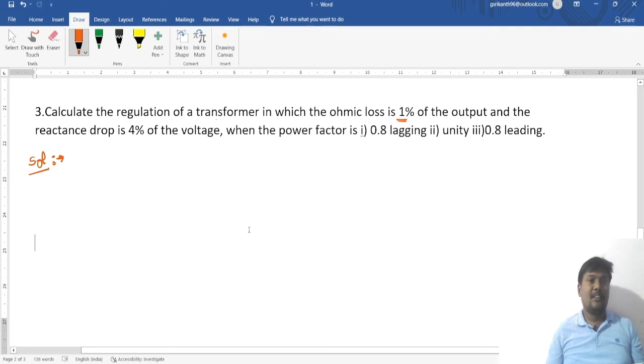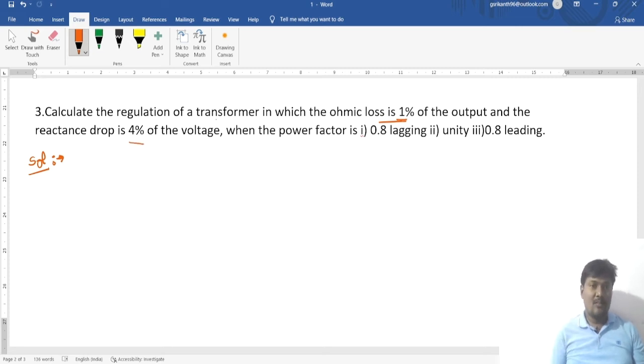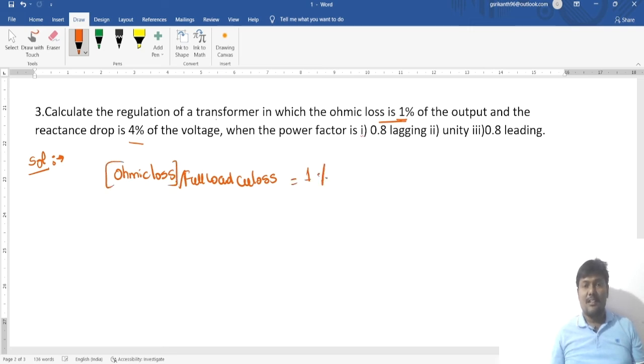Coming to the next problem: calculate the regulation of a transformer in which the ohmic loss is 1% of the output and the reactance drop is 4% of the voltage. Ohmic loss, that means full load copper loss. Percentage full load copper loss is equal to 1%. So as we have seen in the derivation, that should be equal to percentage R, and percentage X is equal to 4%.